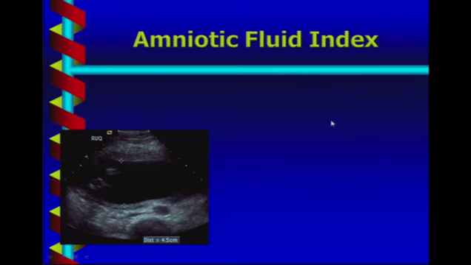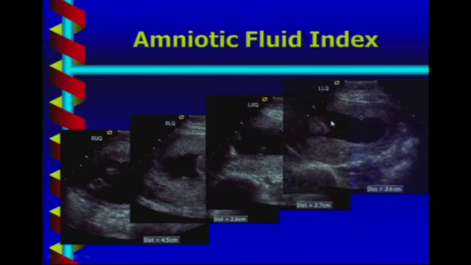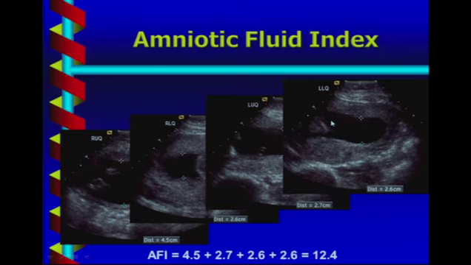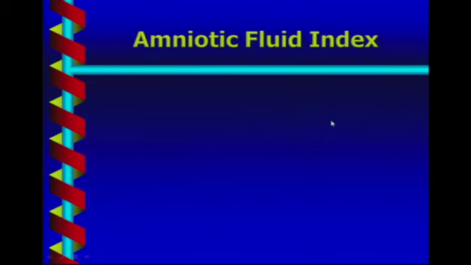Another measurement is the amniotic fluid index, measuring in 4 quadrants: right upper quadrant, right lower quadrant, left upper quadrant, left lower quadrant. Add together these measurements and you get an amniotic fluid index of 12.4 millimeters. Its use is in diagnosing oligo and polyhydramnios. Anything less than 5 millimeters is considered by most to be oligo. Amniotic fluid index above 18 to 20 centimeters is polyhydramnios.